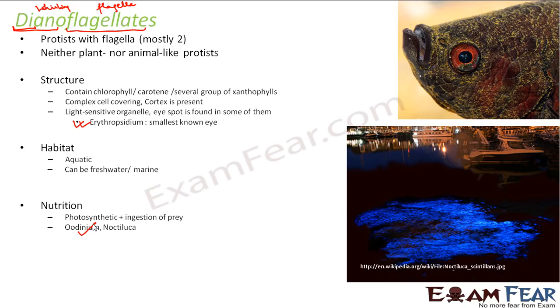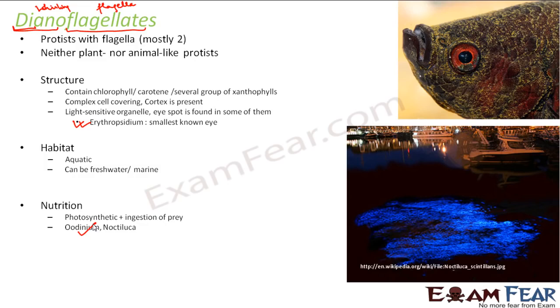Noctiluca. Here you see some bluish colored thing which you observe on the surface of water. They are nothing but Dinoflagellates called Noctiluca. These Noctiluca are big enough that they feed on fish eggs. So they directly feed on fish eggs as well.